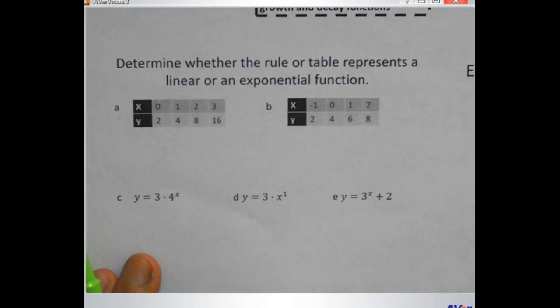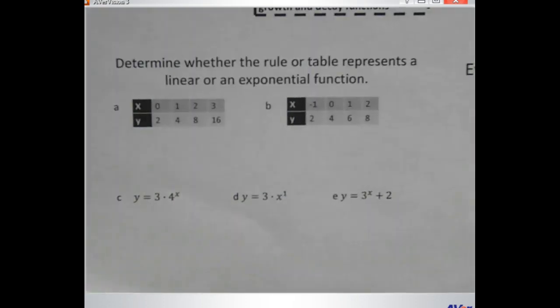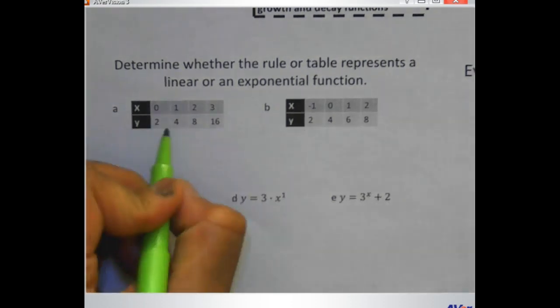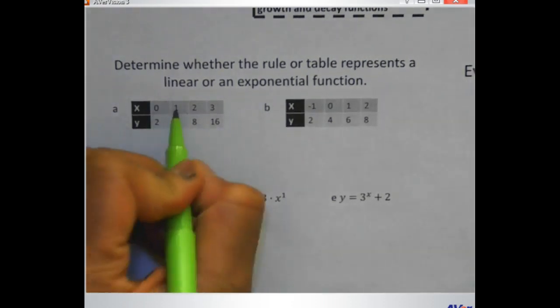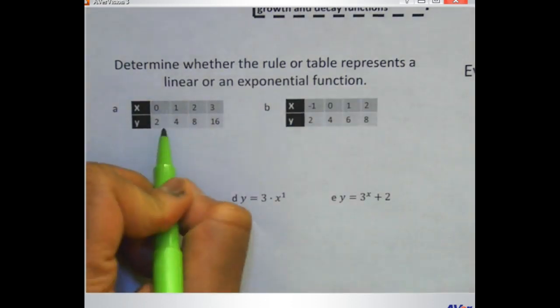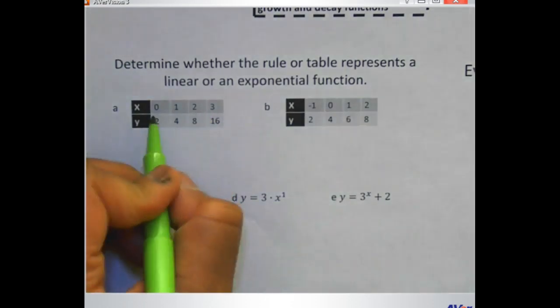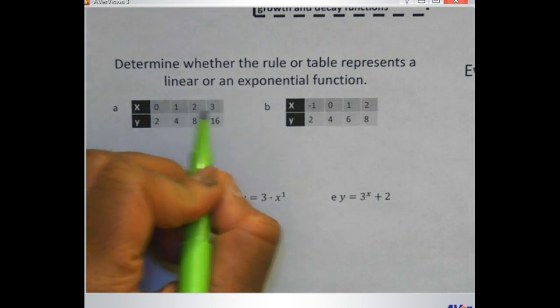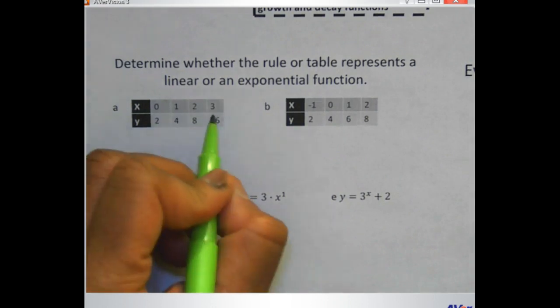Turn your page. And now we are at our first example, which is asking us, determine whether the rule or table represents a linear or exponential function. Is it linear or exponential? So in order to determine that, I'm going to look at it, and the x values just go 0, 1, 2, 3. That's fine. There's no jumps. It doesn't go 0, 1, 5, 9. It's all in order, which is great for us.